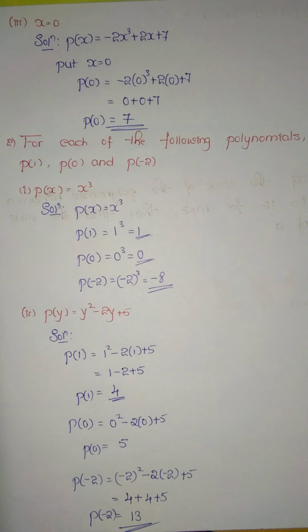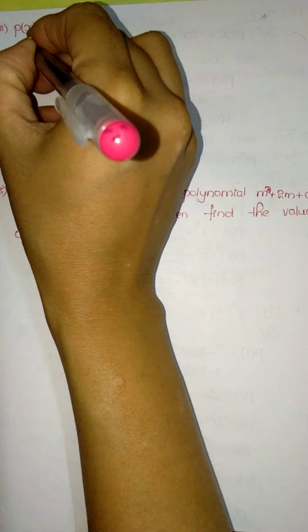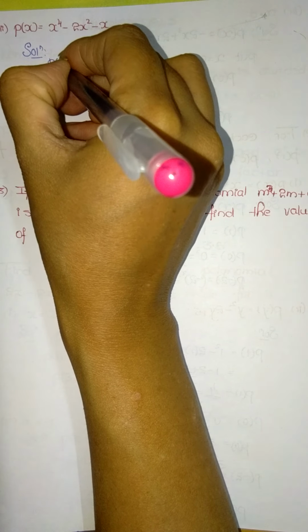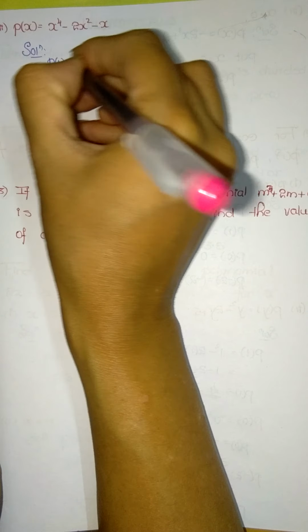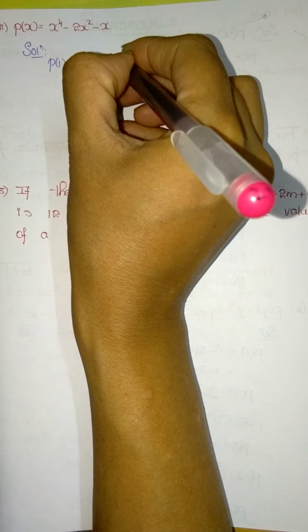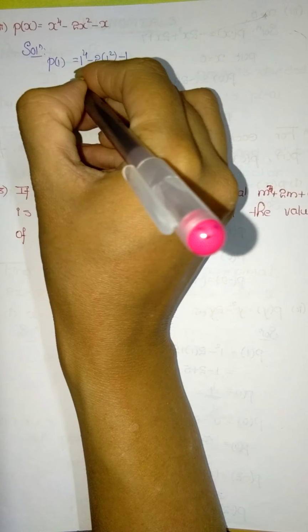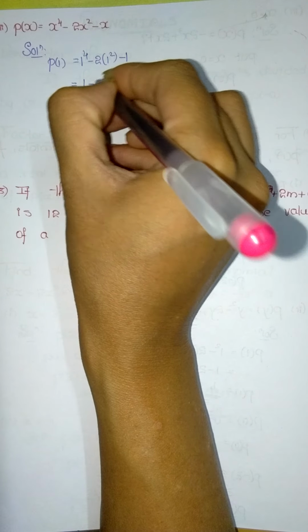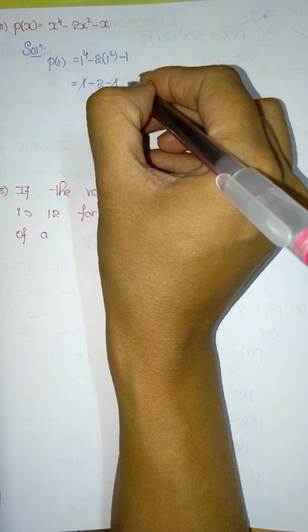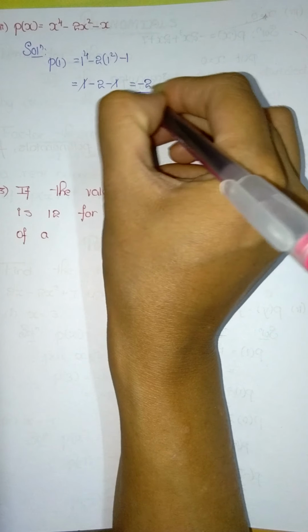Next move on to sub question 3, where p of x equal to x to the power 4 minus 2x square minus x. So here solution, in the place of x put 1. So 1 to the power 4 minus 2 into 1 square minus 1. So here it becomes 1 minus 2 minus 1. So plus 1 minus 1 cancels and it becomes minus 2.